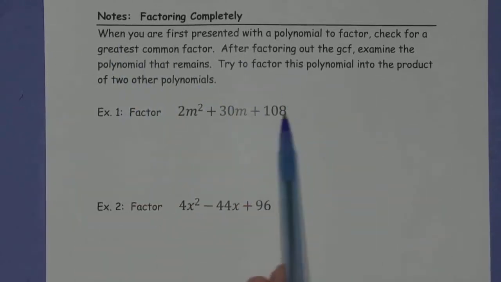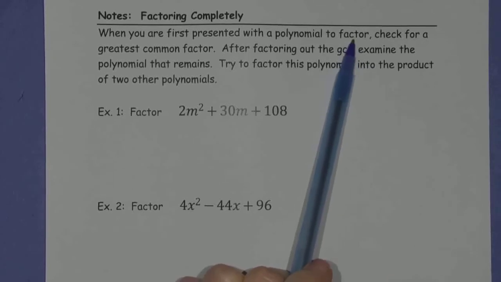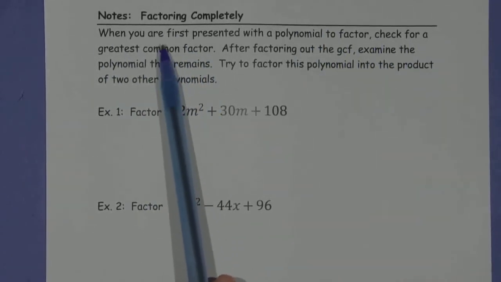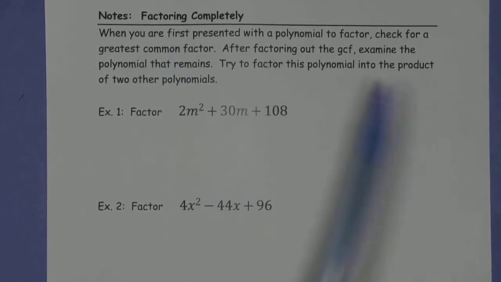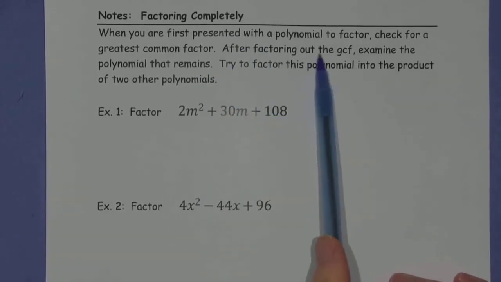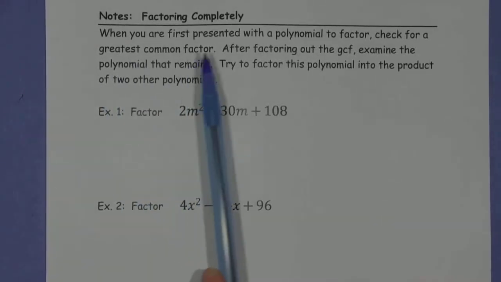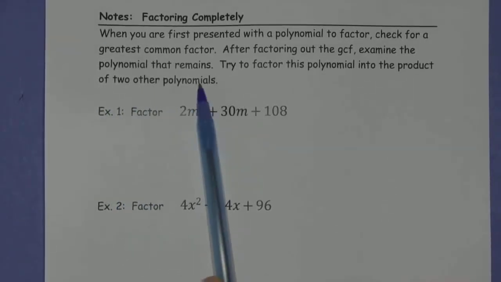So I want to go ahead and read this first paragraph to you. When you are first presented with a polynomial to factor, check for a greatest common factor. You should always do that first because in a lot of cases that will simplify your polynomial and make it a lot easier to see if there's any further breaking down you can do. After factoring out the greatest common factor, examine the polynomial that remains. Try to factor this polynomial into the product of two other polynomials.